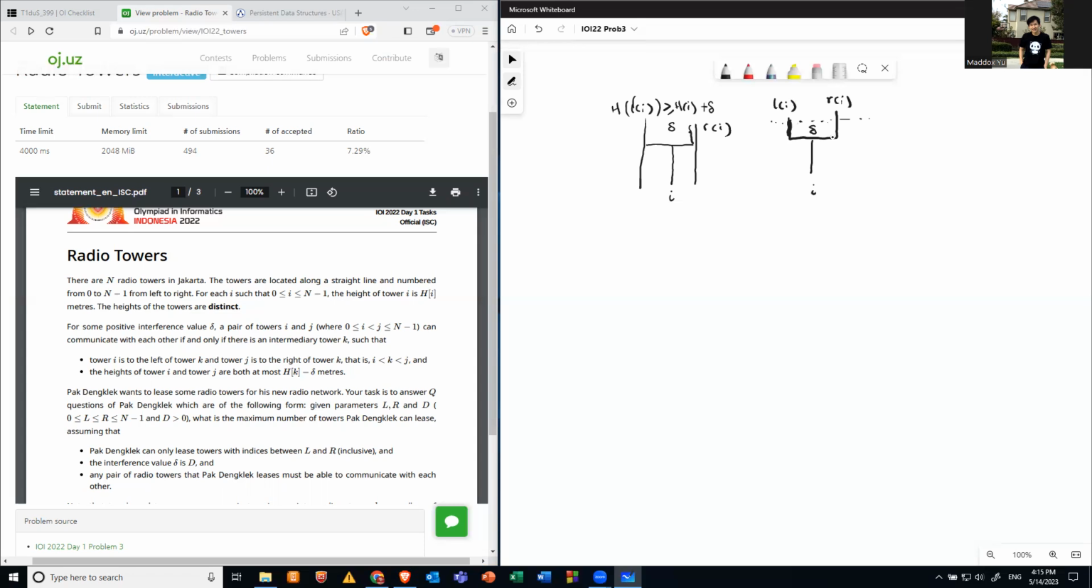So then, if I have two towers, tower I and tower J, each of them has this fork-like structure, right? The first thing I would argue is, if I and J can communicate with each other, that means those two intervals cannot intersect each other. So it will be nothing like this.